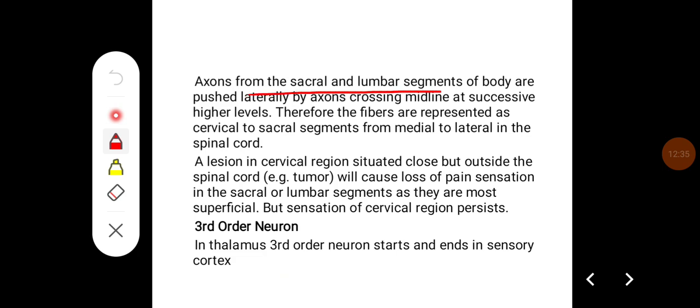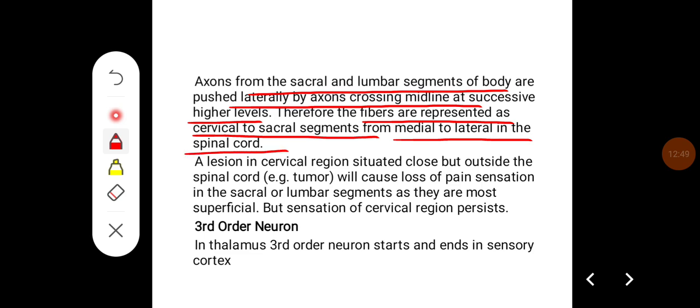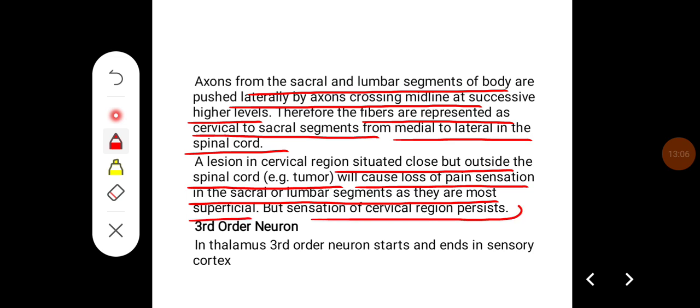Axons from the sacral and lumbar segments of the body are pushed laterally by axons crossing the midline at successively higher levels. Therefore, the fibers are represented from cervical to sacral segments, from medial to lateral, in the spinal cord. A lesion in the cervical region situated close to but outside the spinal cord, for example a tumor, will cause loss of pain sensation in the sacral or lumbar segments, as they are most superficial, but the sensation of the cervical region persists. The third order neuron starts in the thalamus and ends in the sensory cortex.